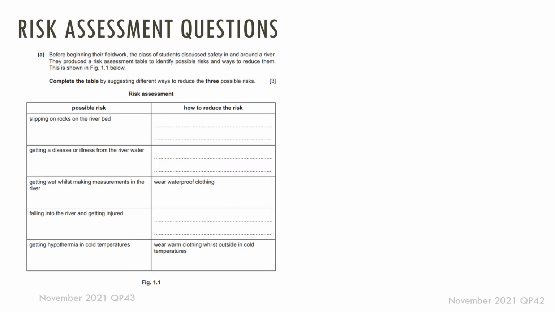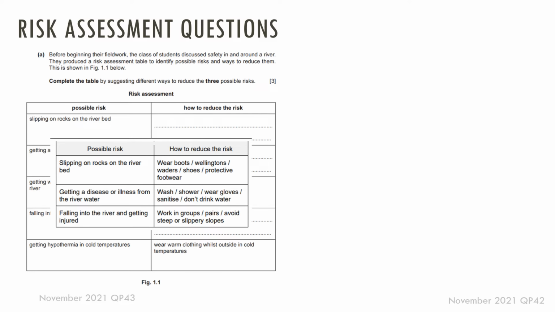First one, complete the table by suggesting different ways to reduce 3 possible risks. You can see the possible risks. How do you go about reducing the risk of slipping? Perhaps you wear sensible shoes. Getting disease or illness from the river water. Avoid drinking the water. Falling into the river and getting injured. You might again wear sensible shoes, check the depth of the water, things like that.